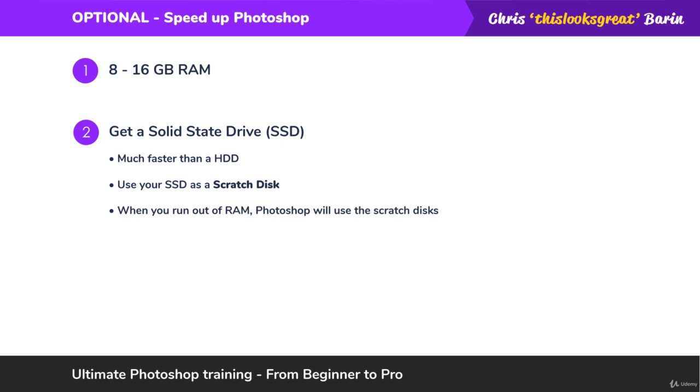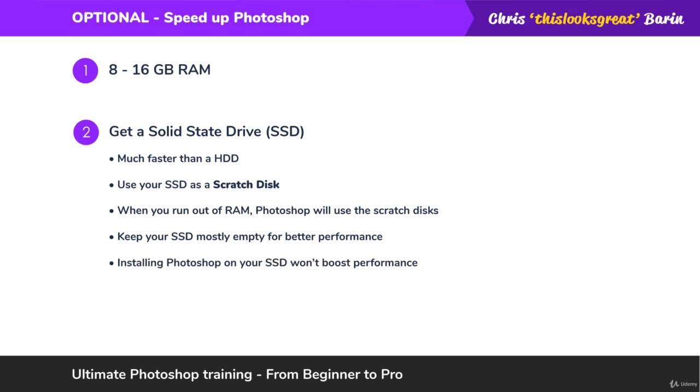Scratch disks are used by Photoshop when you run out of RAM. The more empty space it has, the better. That means you're better off installing Photoshop and various other programs on your hard drive and keeping your SSD mostly empty in order to use it as a scratch disk. I know it sounds counterintuitive, but installing Photoshop on your SSD won't make a noticeable difference in performance.